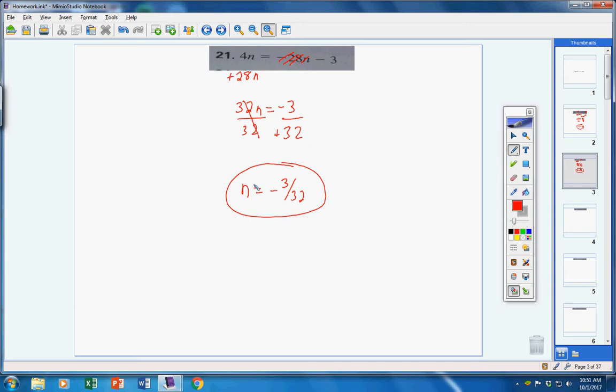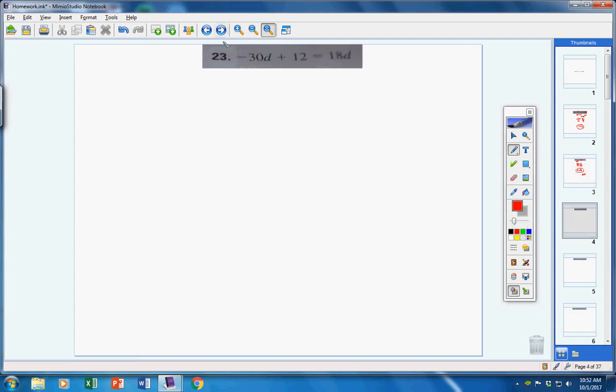Now, the decimal for that, I don't have a calculator. Let me get out my cell phone here real quick. If you want to write that as a decimal, your answer would be negative 0.09375. Okay?